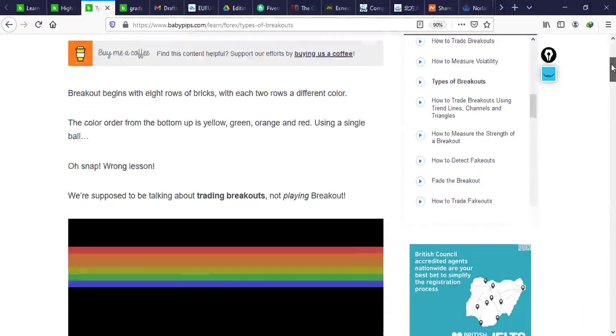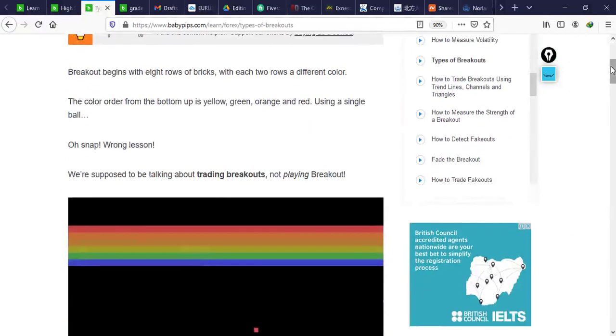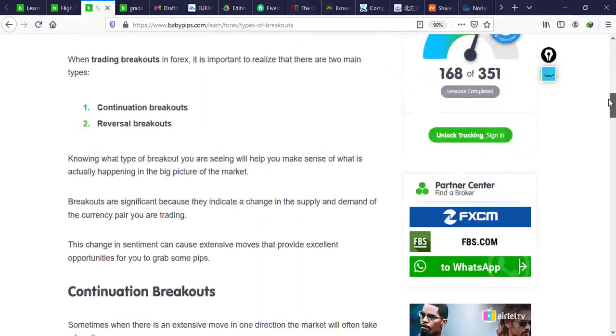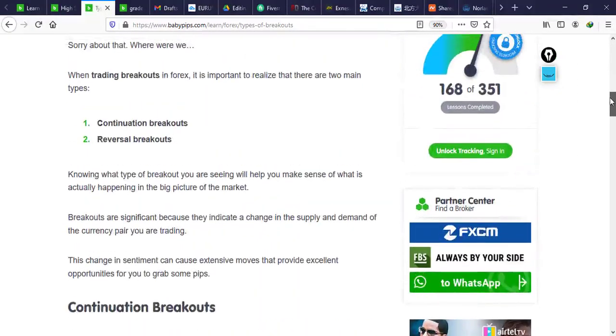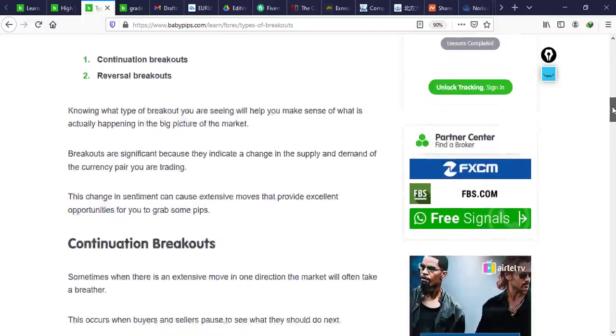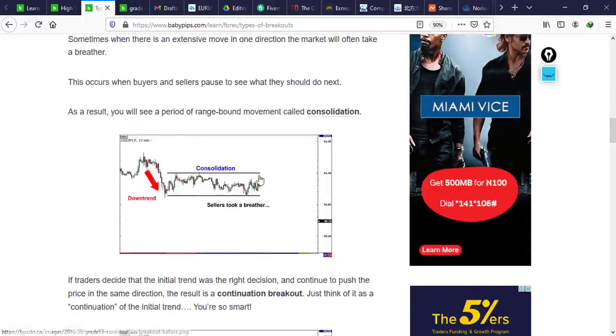So breakouts begin with rows of bricks like you see here. Let's just go ahead to the main stuff. There are 2 types of breakouts: continuation breakout and reversal breakout. Okay, I am not going to read, I'm just going to explain.